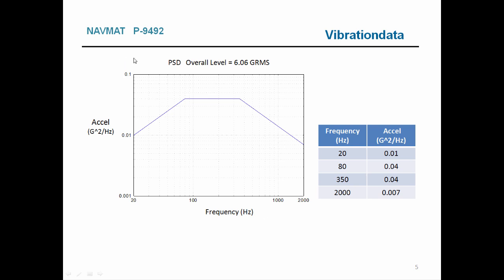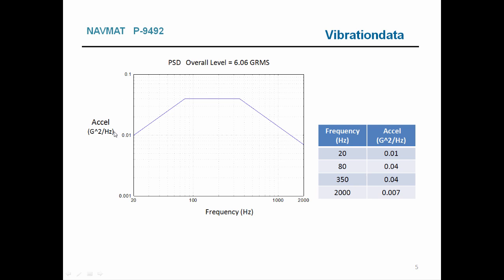So here's a power spectral density. It's called NavMat P9492. It's a Navy specification. We've talked about this one before. The overall level is 6.06 GRMS, and that's the square root of the area under this curve.